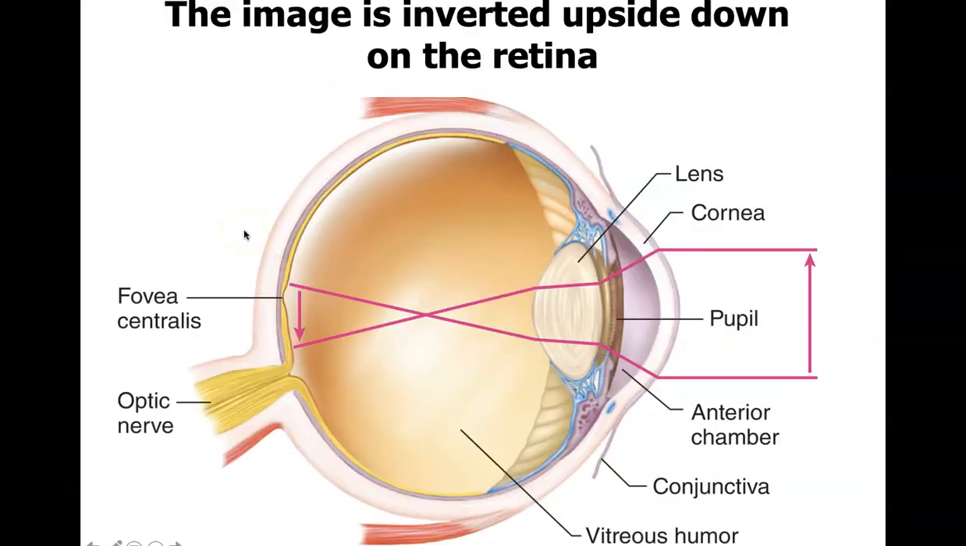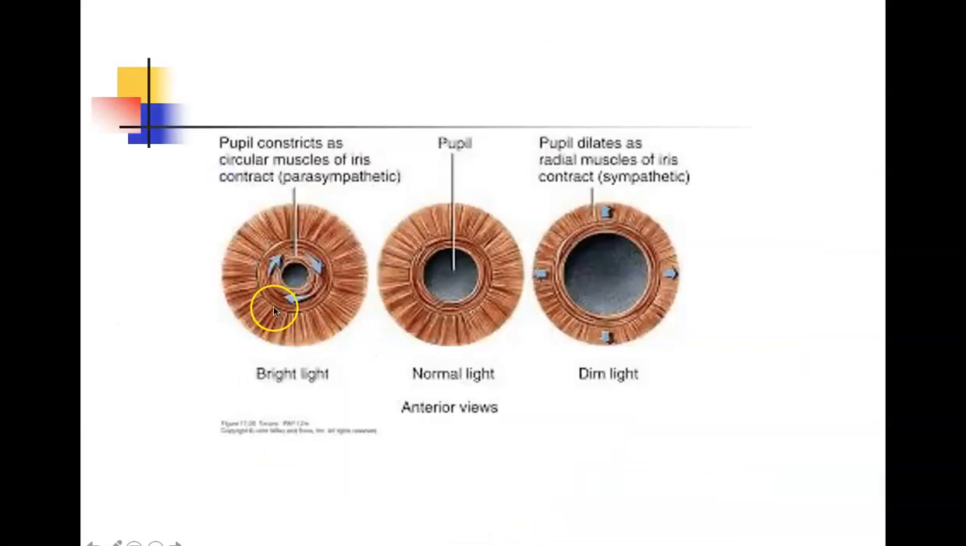And what is really weird about this is that the image that you see is actually inverted upside down on the retina. So when you have an image here and light moves through the pupil and through the lens, that lens inverts it onto the retina. So the retina initially perceives that image as upside down. Okay. And the pupil is what's going to change to let light in or out.